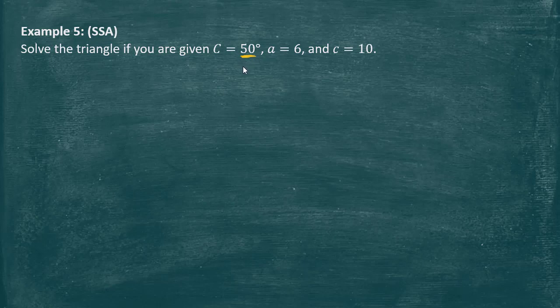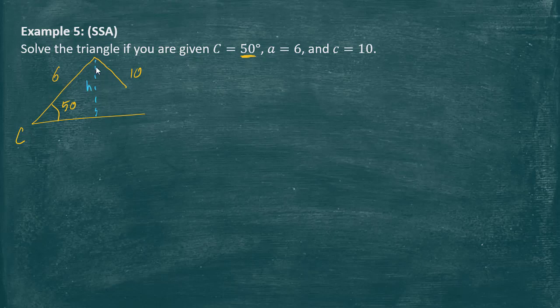So all I have to do is figure out what the side lengths would be. If I draw that little hangman situation again, the 50-degree angle is going to be my angle C. So across from it is the side C, 10. And then adjacent to it would have to be 6. If I draw that height, isn't the height going to have to be less than 6?